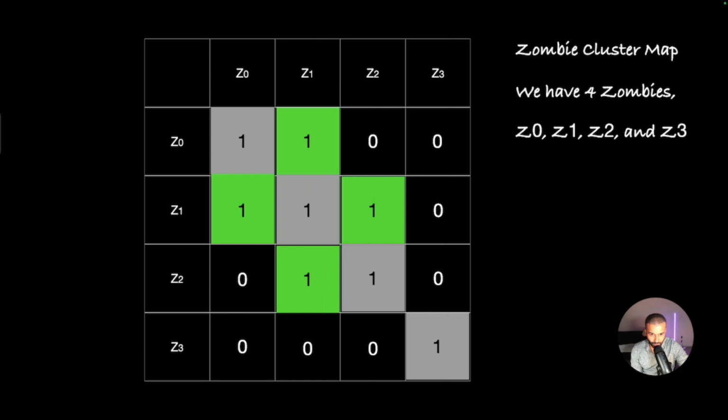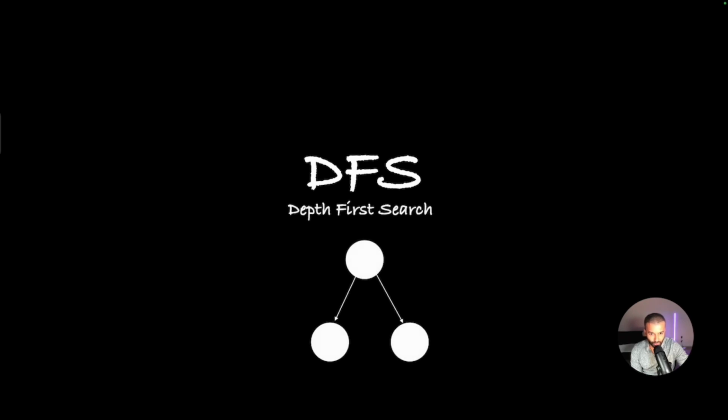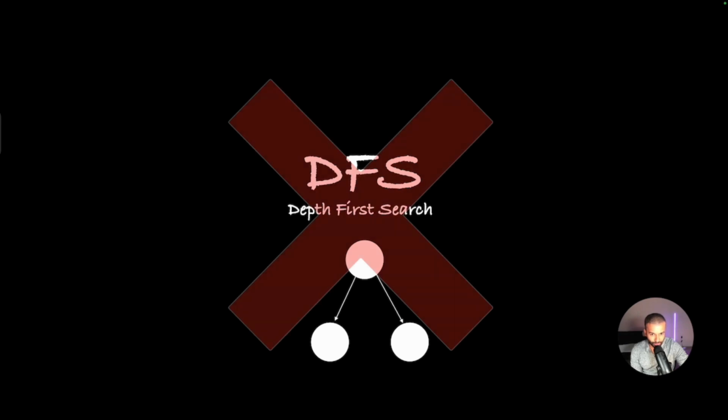I've written out the square matrix here, and I've drawn out the arrows to show you which of these zombies know each other. In this case, Z0 and Z1 know each other, and Z1 and Z2 know each other as well. Now, it's perfectly possible to solve this problem with DFS, depth first search, the most commonly known graph algorithm. But in today's video, we're actually not going to be using this.